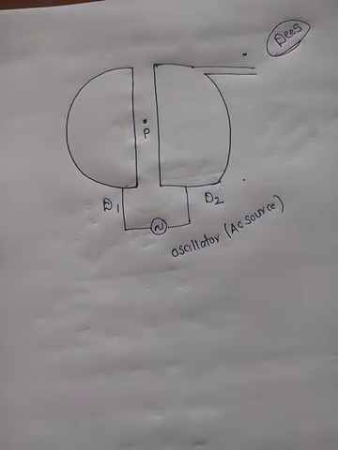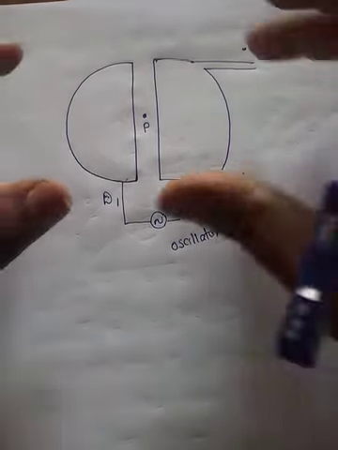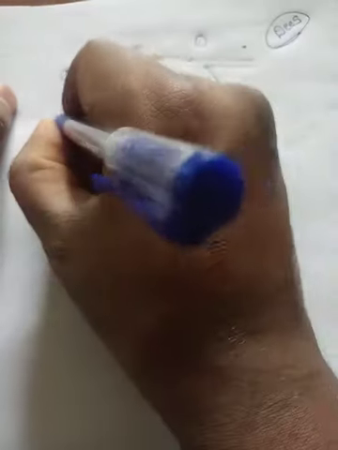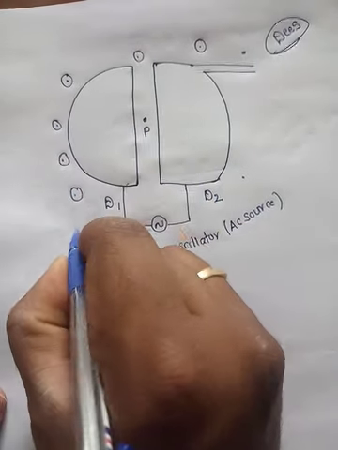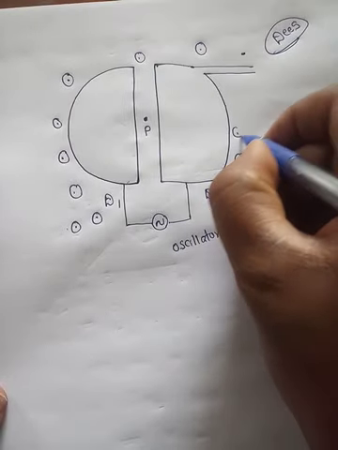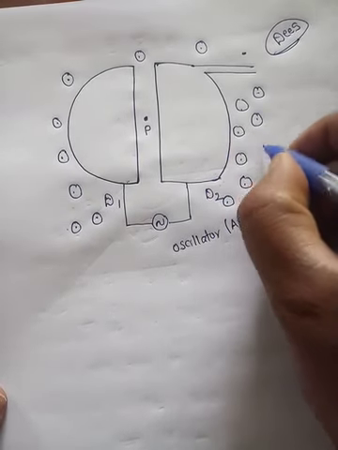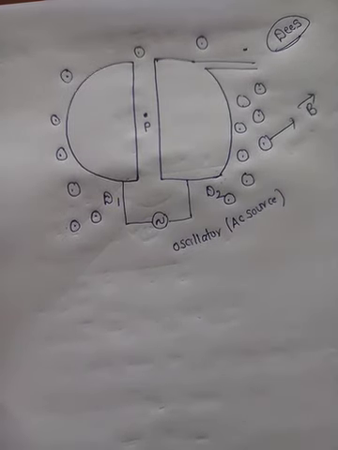Next, we should apply a magnetic field. How to apply it? We should apply a perpendicular magnetic field. We take these two discs and place bar magnets on them, which is the representation of the application of a magnetic field. So here we applied a magnetic field in the perpendicular direction.